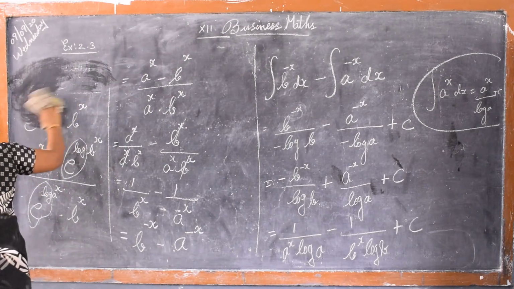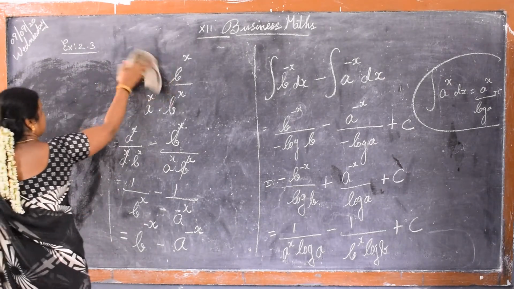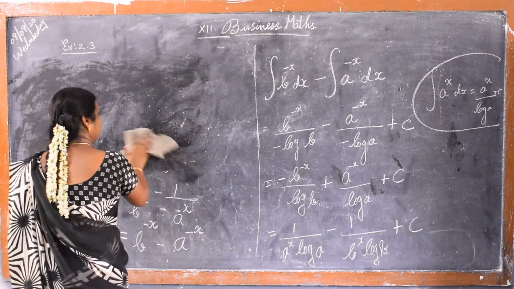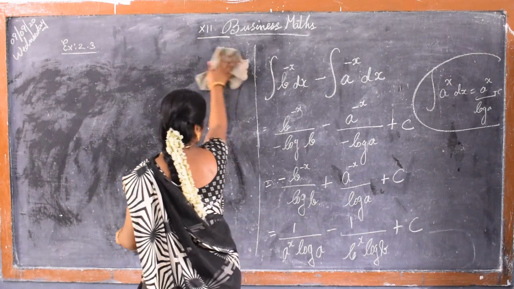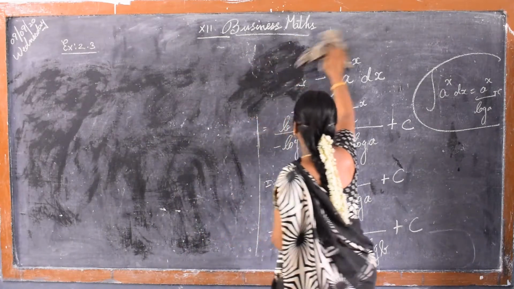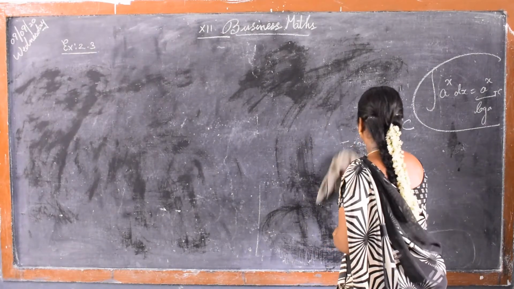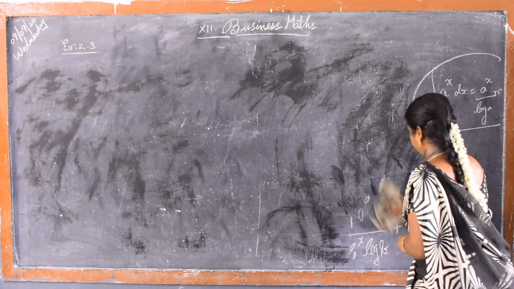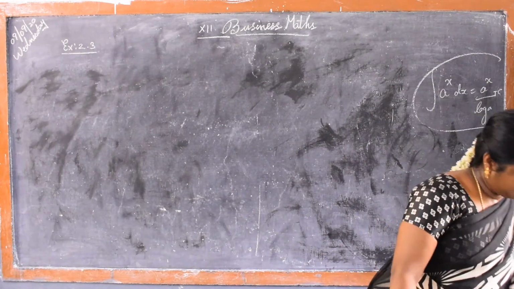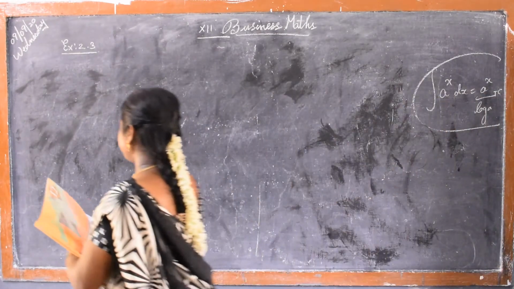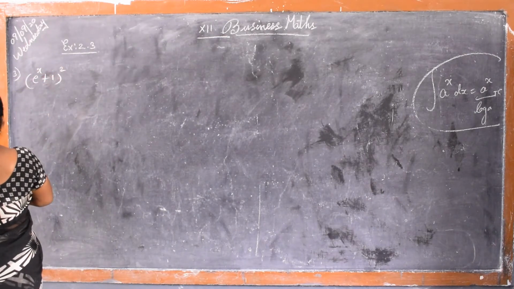Next our third problem. See, our third problem is (e power x plus 1) whole square into e power x.